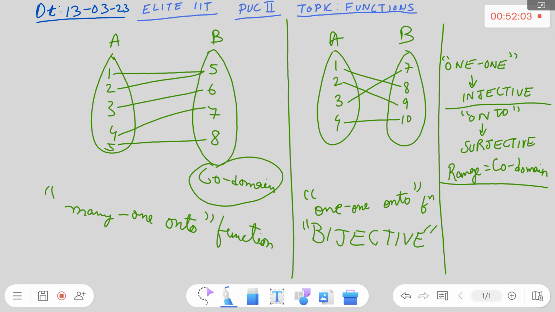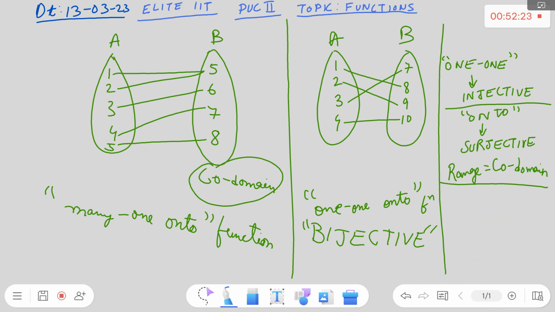Into does not have any particular name. Special names are there for only these three types of functions. If it is one one, injective. If it is onto, surjective. If it is both injective and surjective, both one one and onto, it is called bijective.